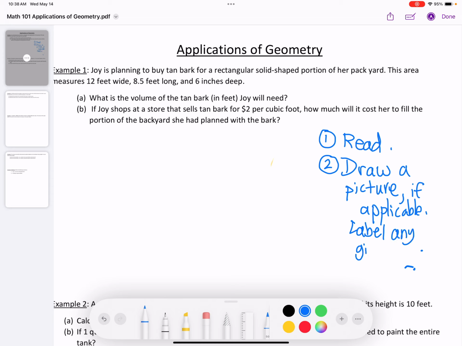Label any given info. And then I'd say for me, I try to write down anything that's given, even if it's not part of the picture, or if there is no picture, kind of collect all the information that you're given as far as numbers. Write given quantities, I guess, quantities for numbers. Because sometimes they're just hidden throughout the problem and it's hard to go find them, or I might forget that there was something given, I guess.